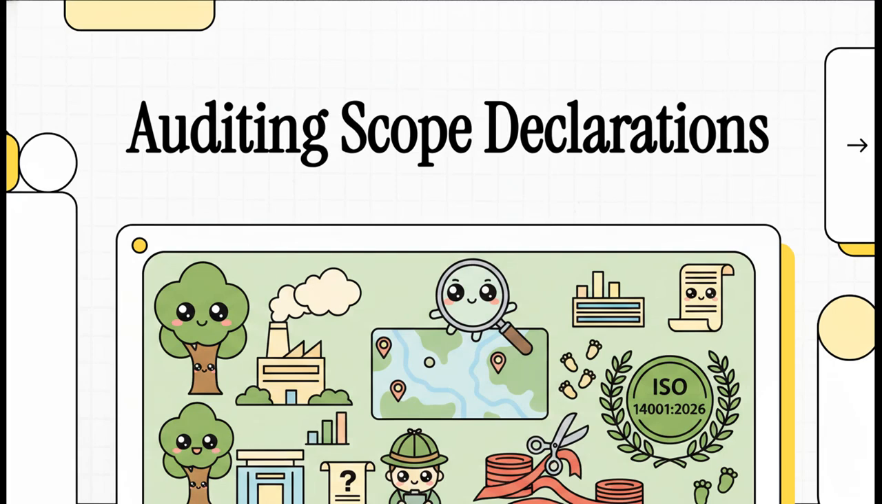Welcome to This Explainer. Today we are stepping into a seriously high-stakes world that sits right at the intersection of corporate accountability and environmental protection. We're going to look at the ISO 14001:2026 standard, focusing specifically on Clause 1 and the absolutely fascinating role of the lead auditor. I want you to think of these auditors not just as basic compliance checkers, but as environmental detectives. Their ultimate mission? To uncover the true scope of an organization's environmental footprint, cut through all that corporate red tape, and see what's actually happening on the ground.